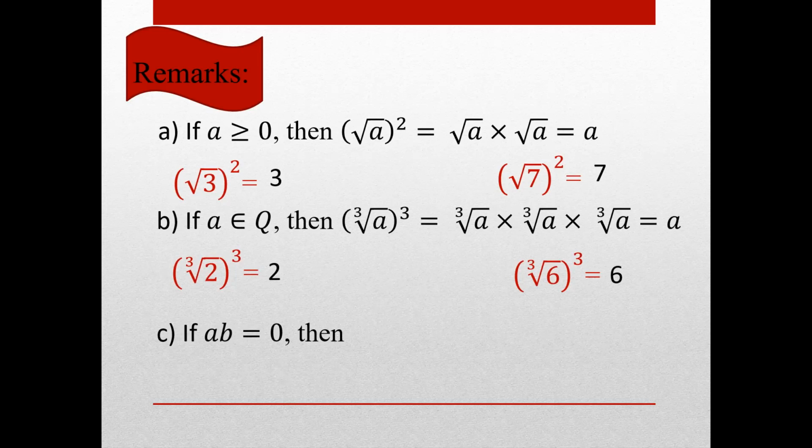If a times b, or the product ab, equals 0, that means the first number can be 0 or the second number can be 0. In general, we can say if the product of any two numbers equals 0, that means the first number can be 0 or the second number can be 0.